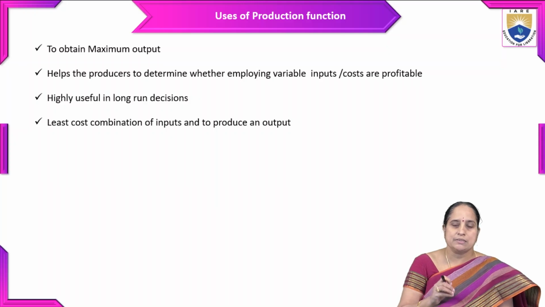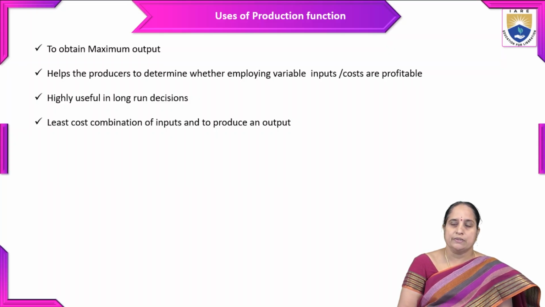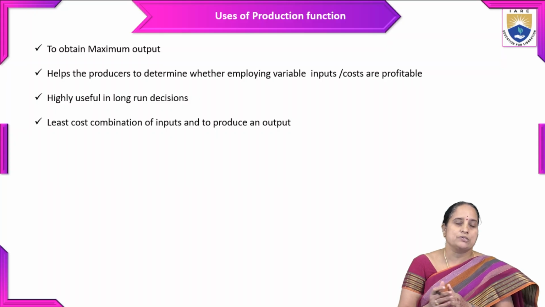So if you are investing something, in return we seek some kind of revenue or benefit from our investment. So even the manufacturing concerns will also seek whether they are able to generate their expected return on their investment or not, and it is highly useful in long run decisions. Whenever the manufacturer or the company wants to make strategic decisions, it depends on the production function. Based on the production function only they make the strategic decisions in the long run.